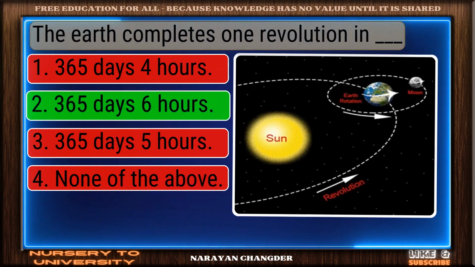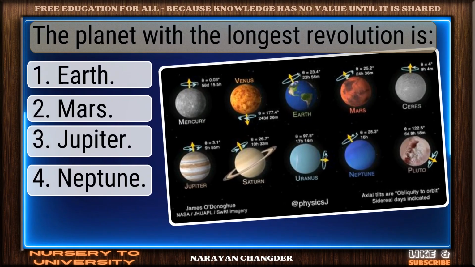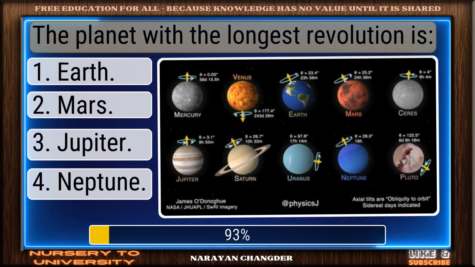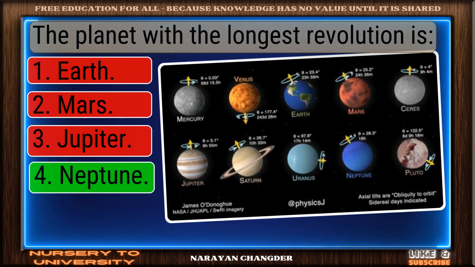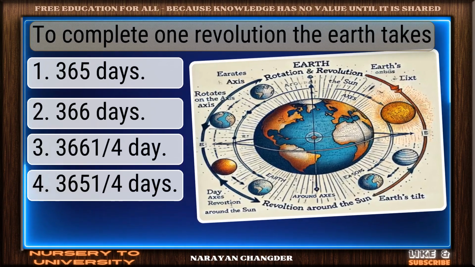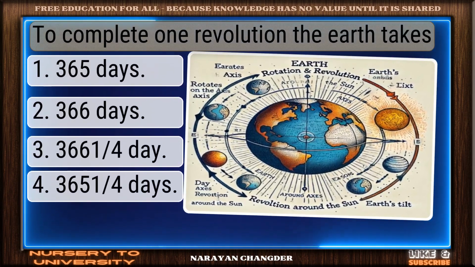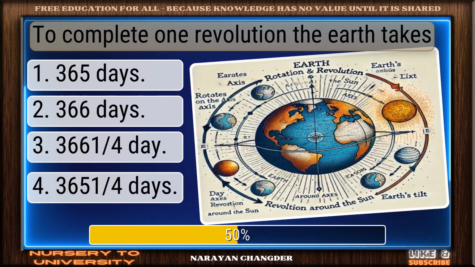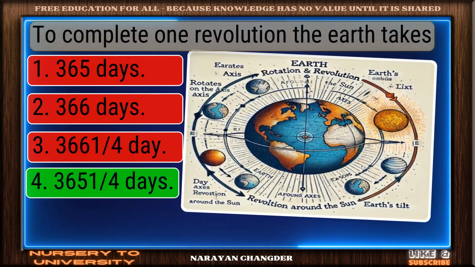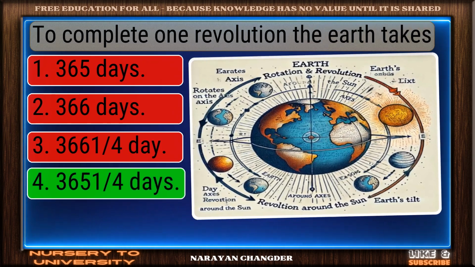365 days, 6 hours is the answer. The planet with the longest revolution is... Nice selection. Neptune is the correct and valid answer. To complete one revolution the Earth takes... Strong choice. 365 days is the right answer.